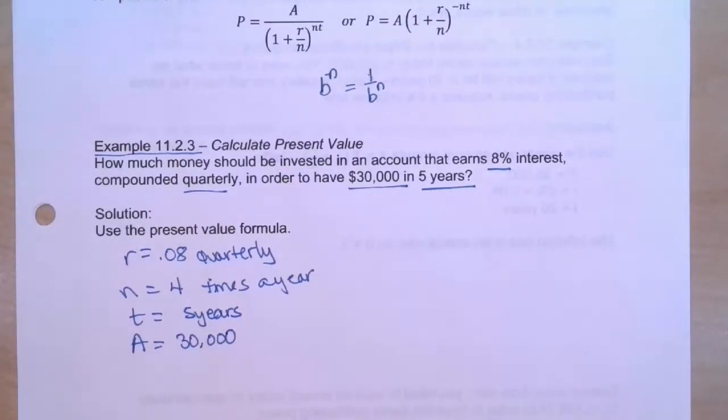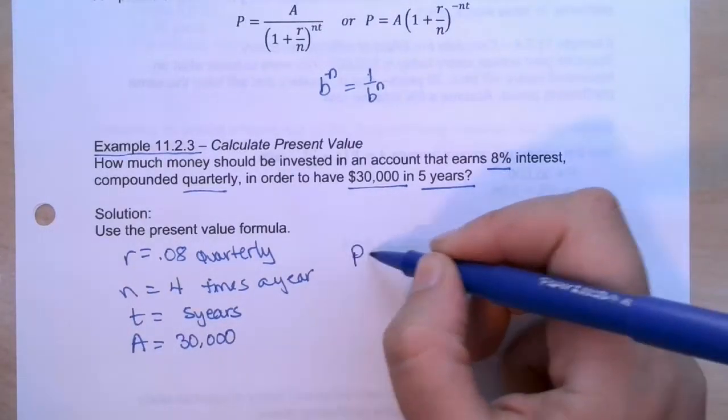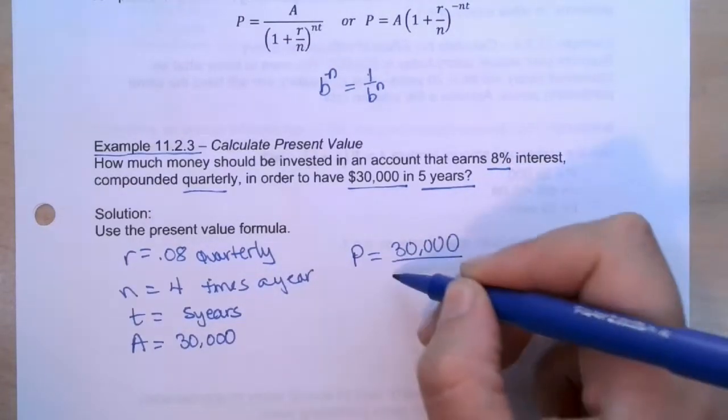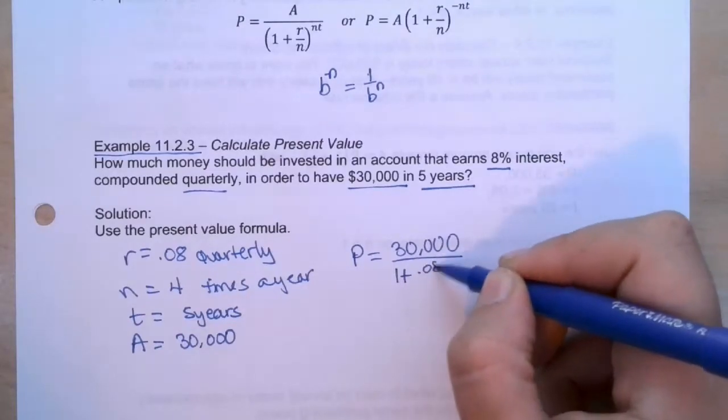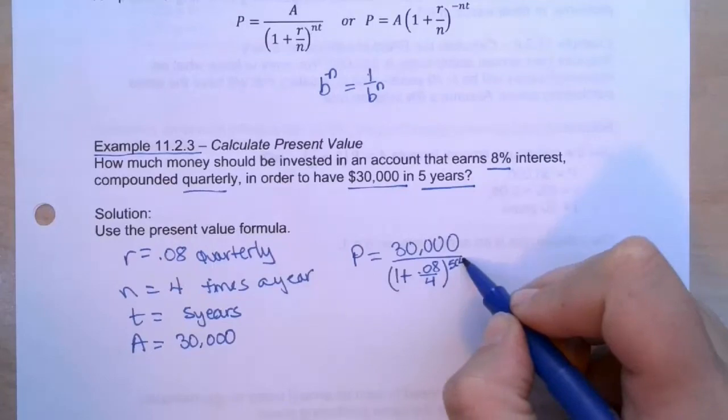Now when you think about this number, it should be less because we're investing and then we're letting the money grow. So we want to make sure that our answer is less. So if our answer is not less, that means we did not use the right formula. Okay, so we have P equals 30,000 over 1 plus 0.08 over 4 to the 5 times 4.